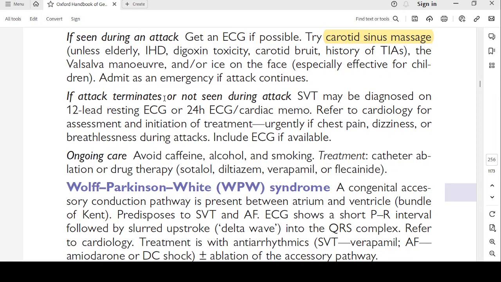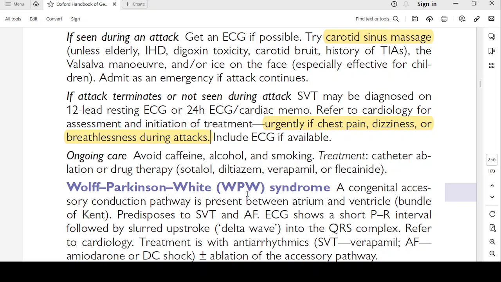If the attack terminates or is not seen during an attack, SVT may be diagnosed on a 12-lead resting ECG or a 24-hour ECG cardiac memo. Refer to cardiology for assessment and initiation of treatment urgently if chest pain, dizziness or breathlessness is present during the attacks. The patient will only know that his heart rate is increased, so palpitations will be the symptom. If he has chest pain, dizziness or breathlessness during an attack, you need to refer to cardiology.